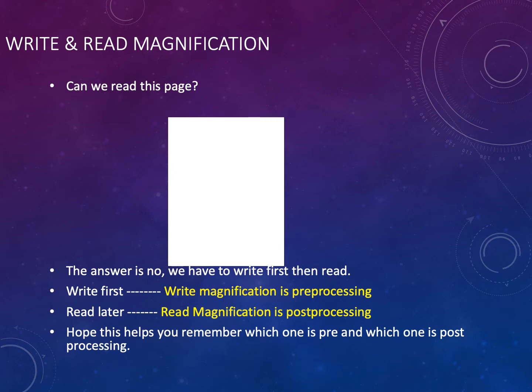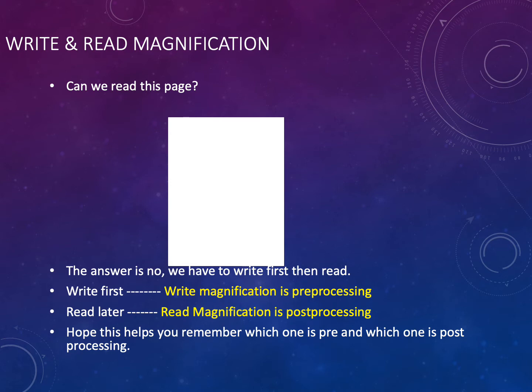Okay, before we explain what write and read magnification are, let's see which one is pre and which one is post, because the students normally mix them up. To remember this, look at this page here. Can we read this page? The answer is no, because there is nothing on this page. We have to write first and then read. So what comes first is write, and what we do later on is reading what we wrote.